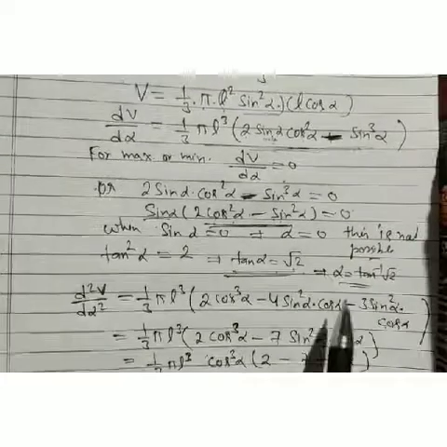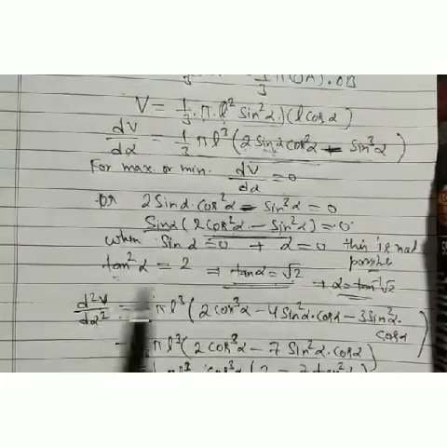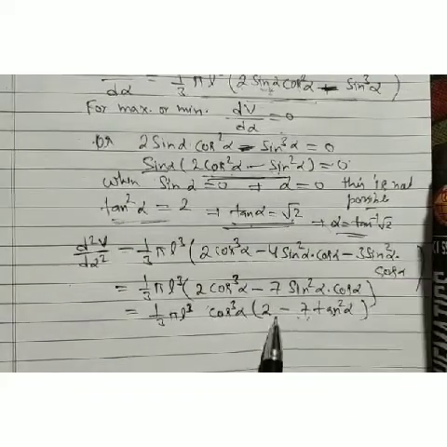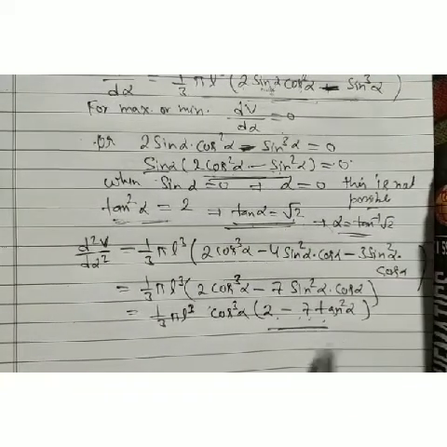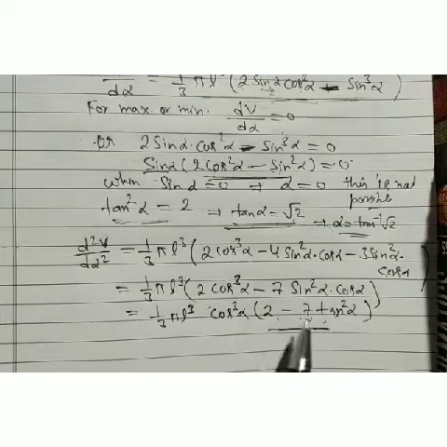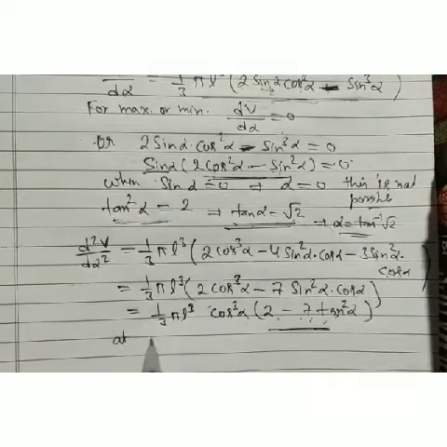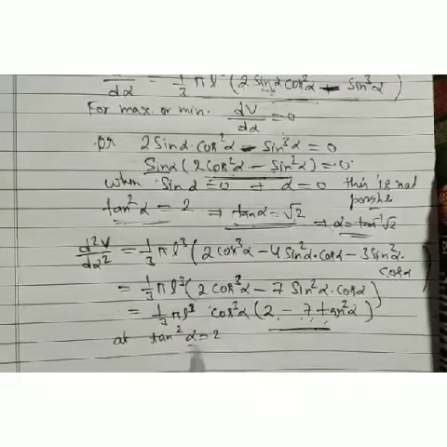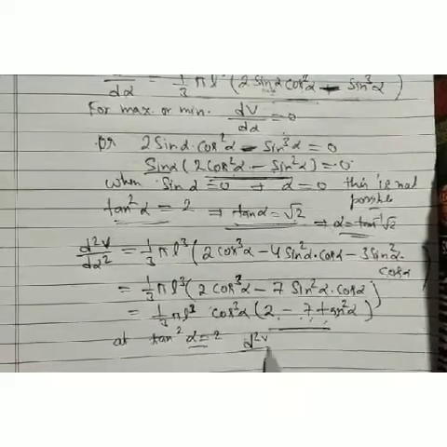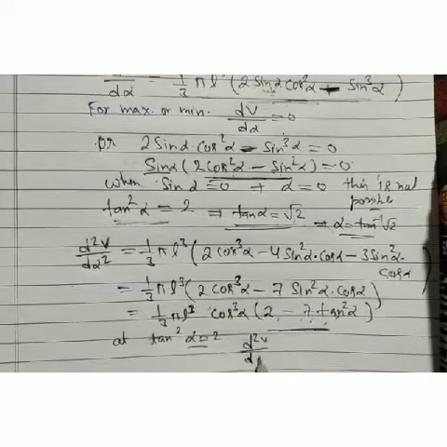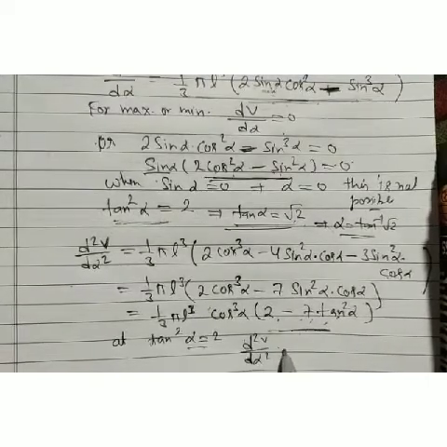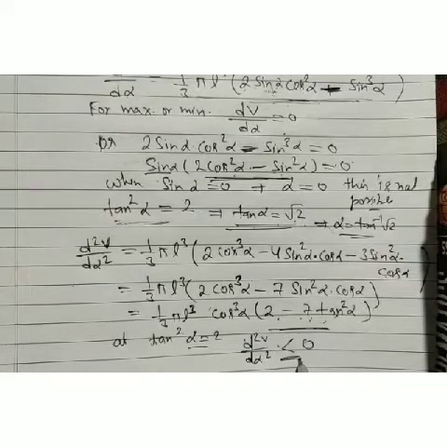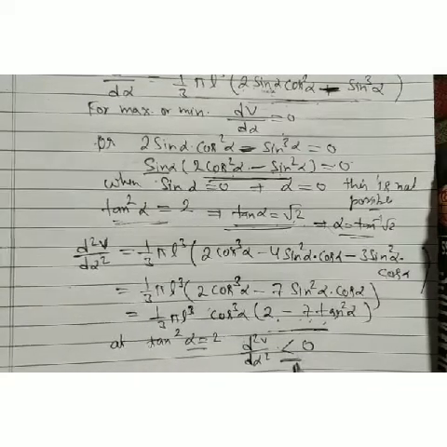Now look, we have the value of tan square α is 2 here. When we put 2 here, 2 minus 7 into 2, that is 2 minus 14, we get our negative value. We get the whole value is negative there. Now at tan square α equal to 2, our d²V by dα² is what? It's a negative value there.